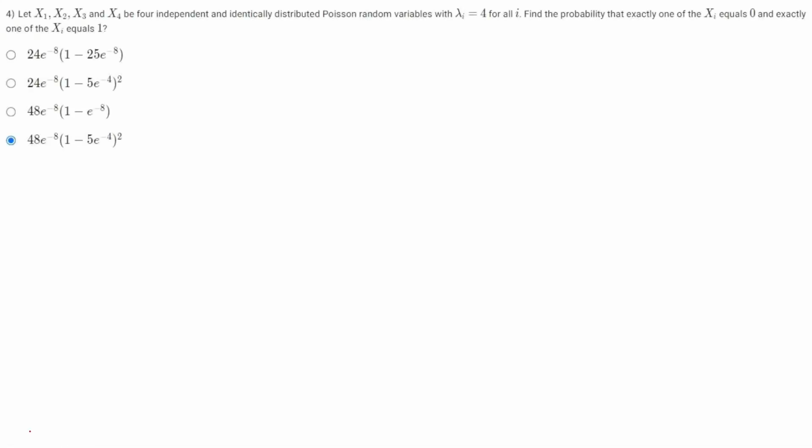So we can say that these two x and y are independent random variables. Okay, question 4. We have 4 independent and identically distributed Poisson random variables with lambda value 4 for all the variables. Find the probability that exactly one of the xi equals 0 and exactly one of the xi is equal to 1.